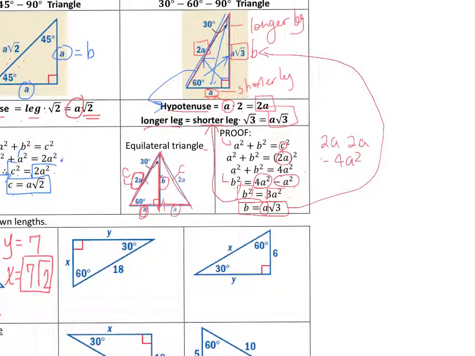Now let's do some practice problems. Here 6 is my shorter leg. So to find out what the length of my longer leg would be, y would just be equal to 6 times square root of 3. And for x, this would simply be 6 times 2. You double it, which equals 12.